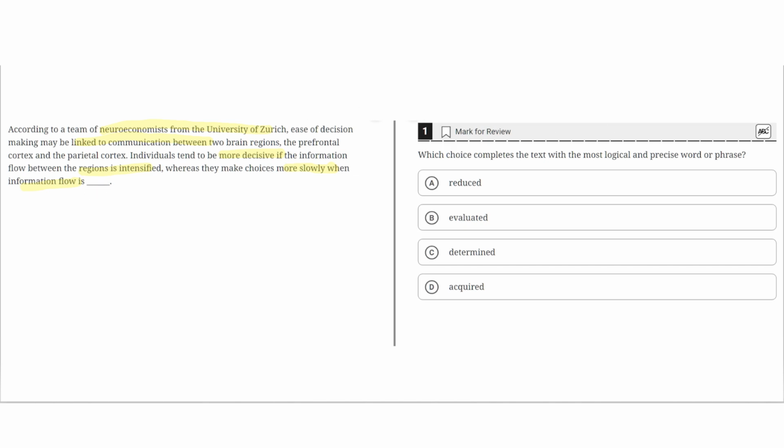So option A says reduced. This seems to be the correct answer, because reduced does imply decreased, and this would make sense in this sentence, so A seems to be the correct answer.